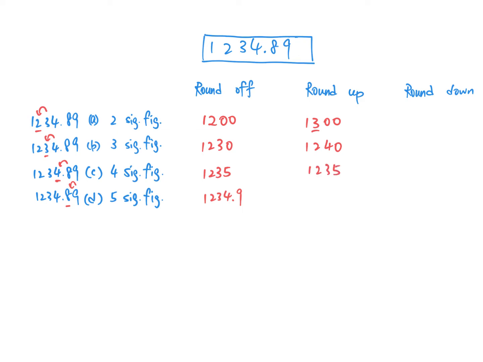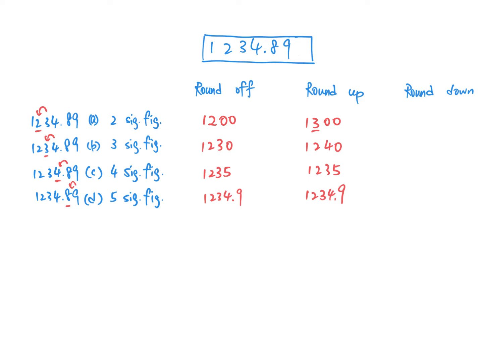If we need to round up to 5 significance figure, then add 1 to it. It will be 1,234.9. For round down, we will make the number usually smaller than before. We will try to keep the target significance figure.